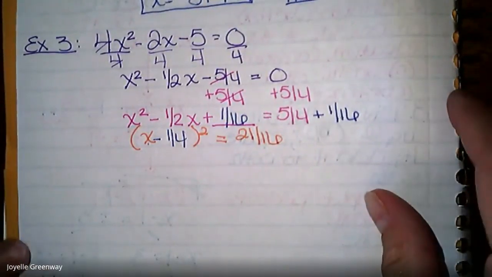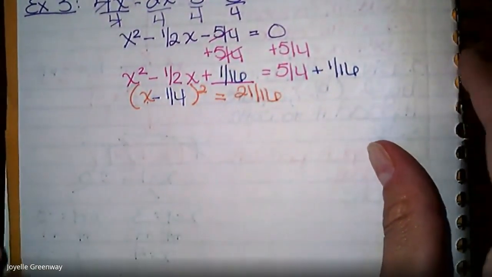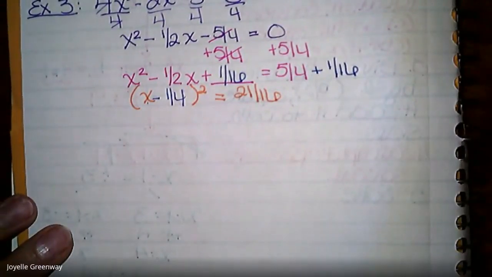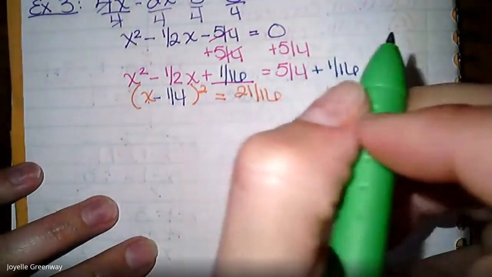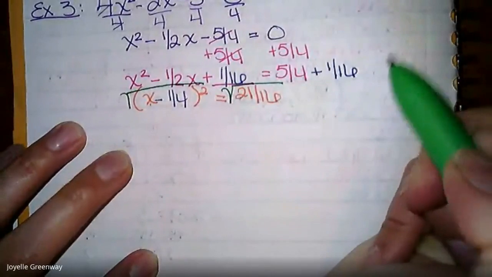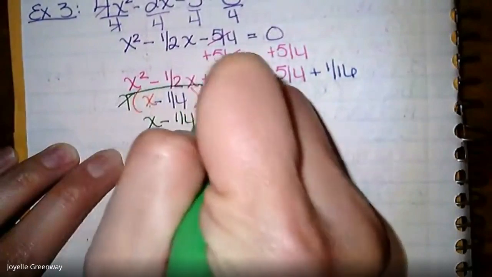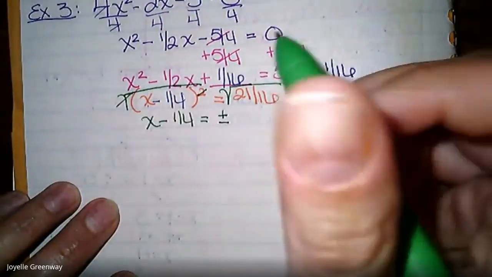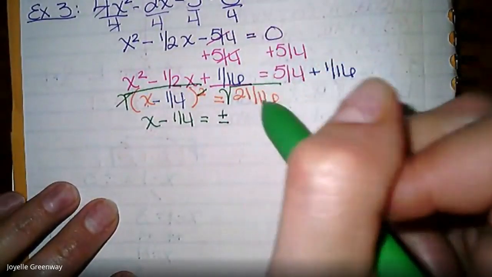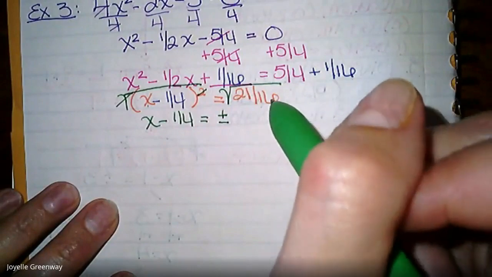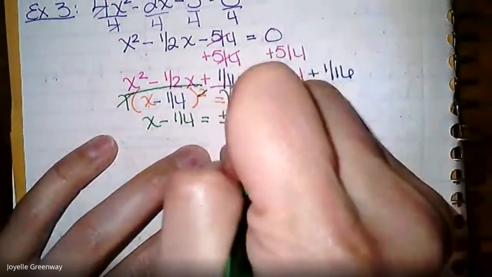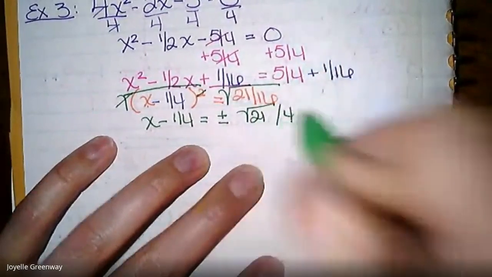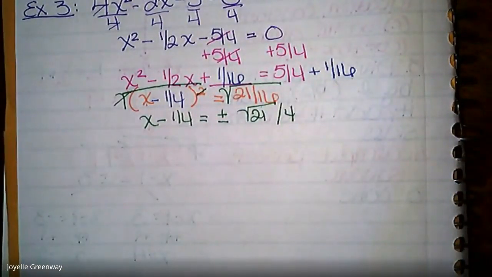So you remember when I told you had to be really good at fractions? I wasn't kidding. Alrighty, and now step 5 is to solve. So I take the square root of both sides. So the square root of a square cancels out. So I have x minus 1/4 equals plus or minus, remember, that's like radical 21 over radical 16, and radical 16 is a perfect square. So that's plus or minus radical 21 over 4.